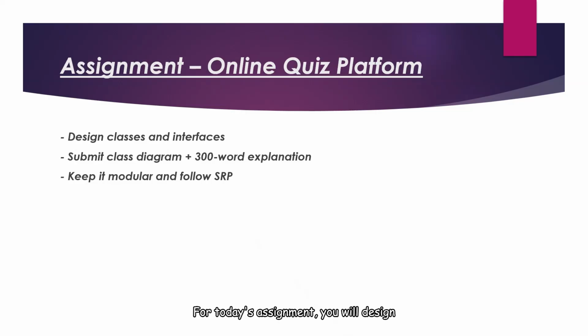For today's assignment, you will design an online quiz platform. Identify the key entities like question, quiz, user, submission, and so on. Think about which classes should interact, which behaviors belong in interfaces, and how to apply SRP. Your submission should include a UML class diagram and a short write-up around 300 words explaining your design choices. This is your opportunity to showcase your understanding of modular class design, abstraction, and system organization.